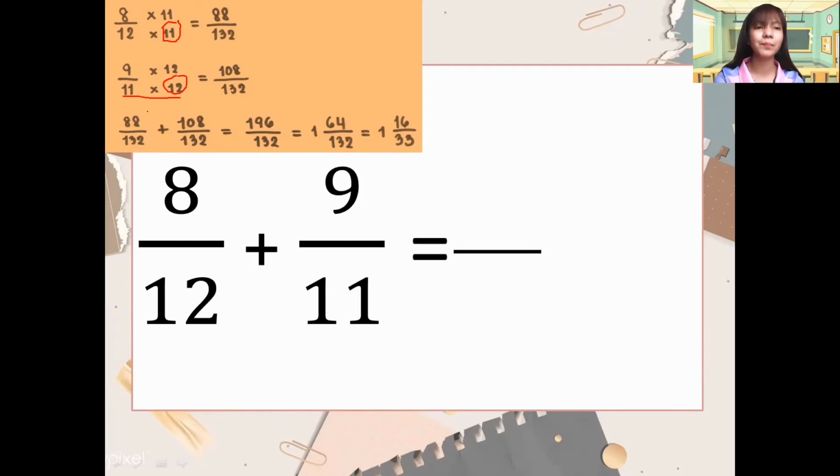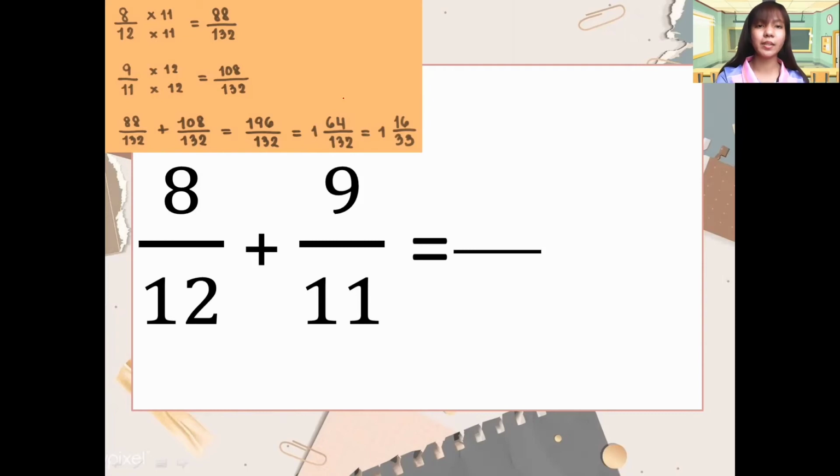So 88 plus 108 equals 196. Then copy the denominator. So this is again an improper fraction. You have to make it into a mixed number when necessary. So how many 132s in 196? It's 1. And then what's the number left? 64. Then copy the denominator.